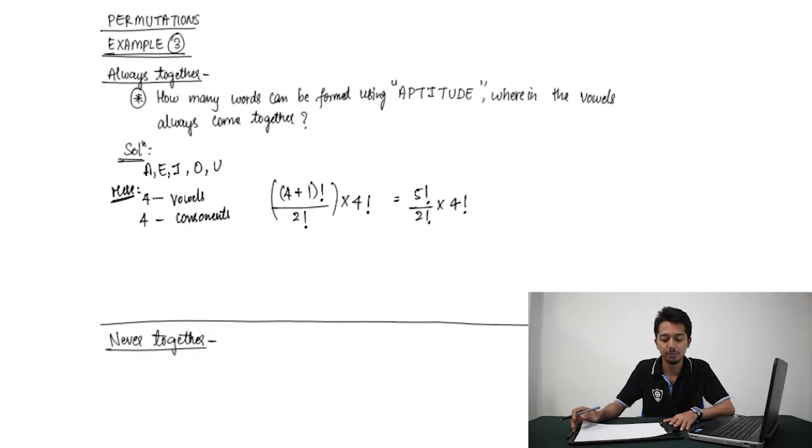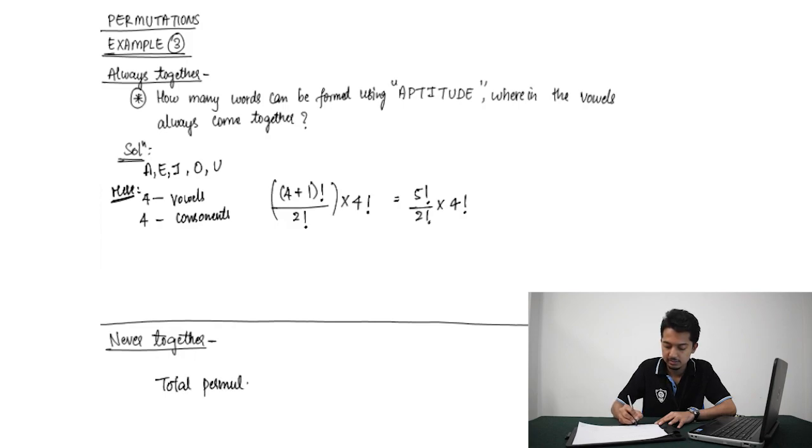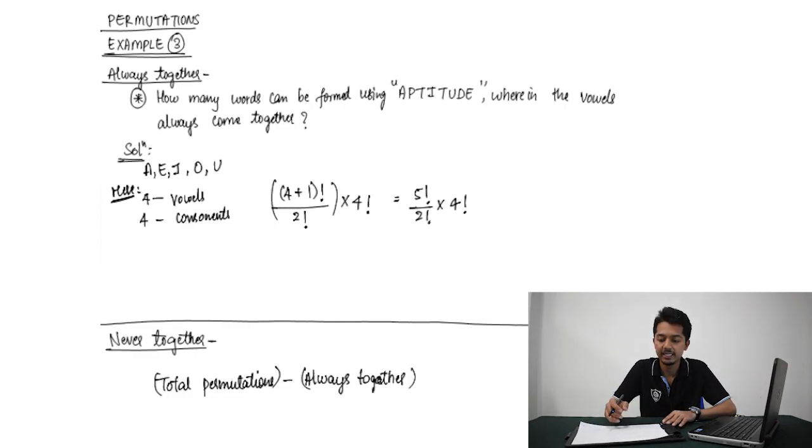For never together kind of problems, we have one formula, that is total permutations minus always together. That is, we have to find out the total permutations that can be formed using APTITUDE minus the one which we previously solved, that is 5 factorial by 2 factorial into 4 factorial.